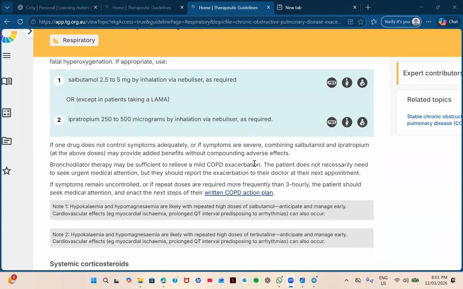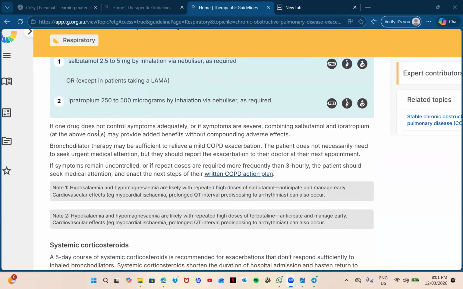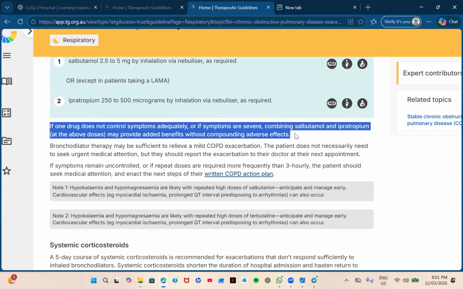Okay. Here, this is another important part. Most doctors have forgotten this part. If one drug does not control symptoms adequately, or if symptoms are severe, combining salbutamol and ipratropium at the above dose may provide added benefit without compounding adverse effects. Right? Right, doctors?